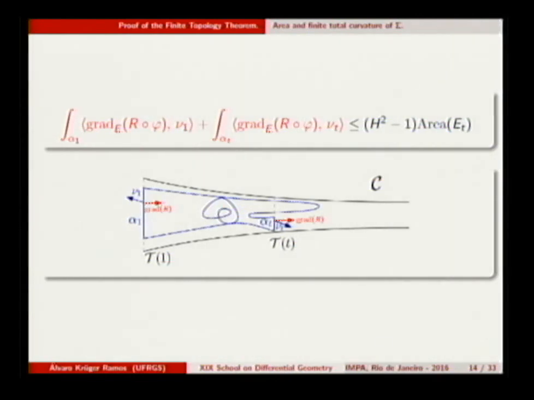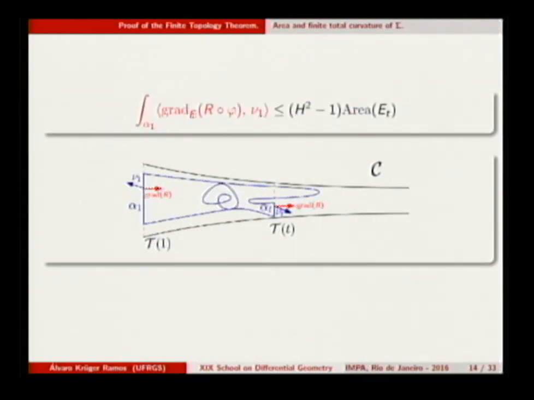We know that our surface goes inside the cusp end. So the gradient in this little part here, in this alpha t curve, the gradient of the distance function and the conormal vector point in the same direction. Hence, this term here is positive, or at least non-negative. So we can eliminate this term in this estimate.